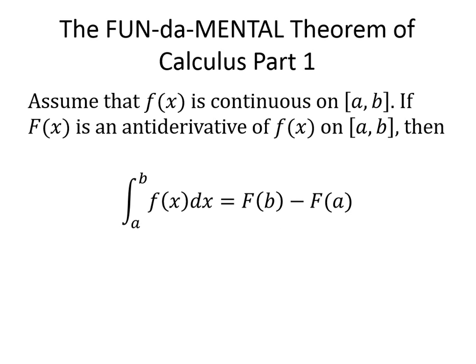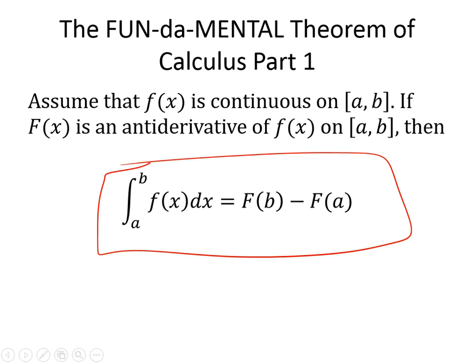Theorem of calculus, the first part. Basically, if you assume that you have a continuous function in a closed interval a to b, and F of x is the antiderivative of f of x on [a, b], then to find this, all you do is take the antiderivative of the function, this integral from a to b, plug in the b, and then subtract it from the a value. And that's basically the first part of it, and that's kind of the big part of this.